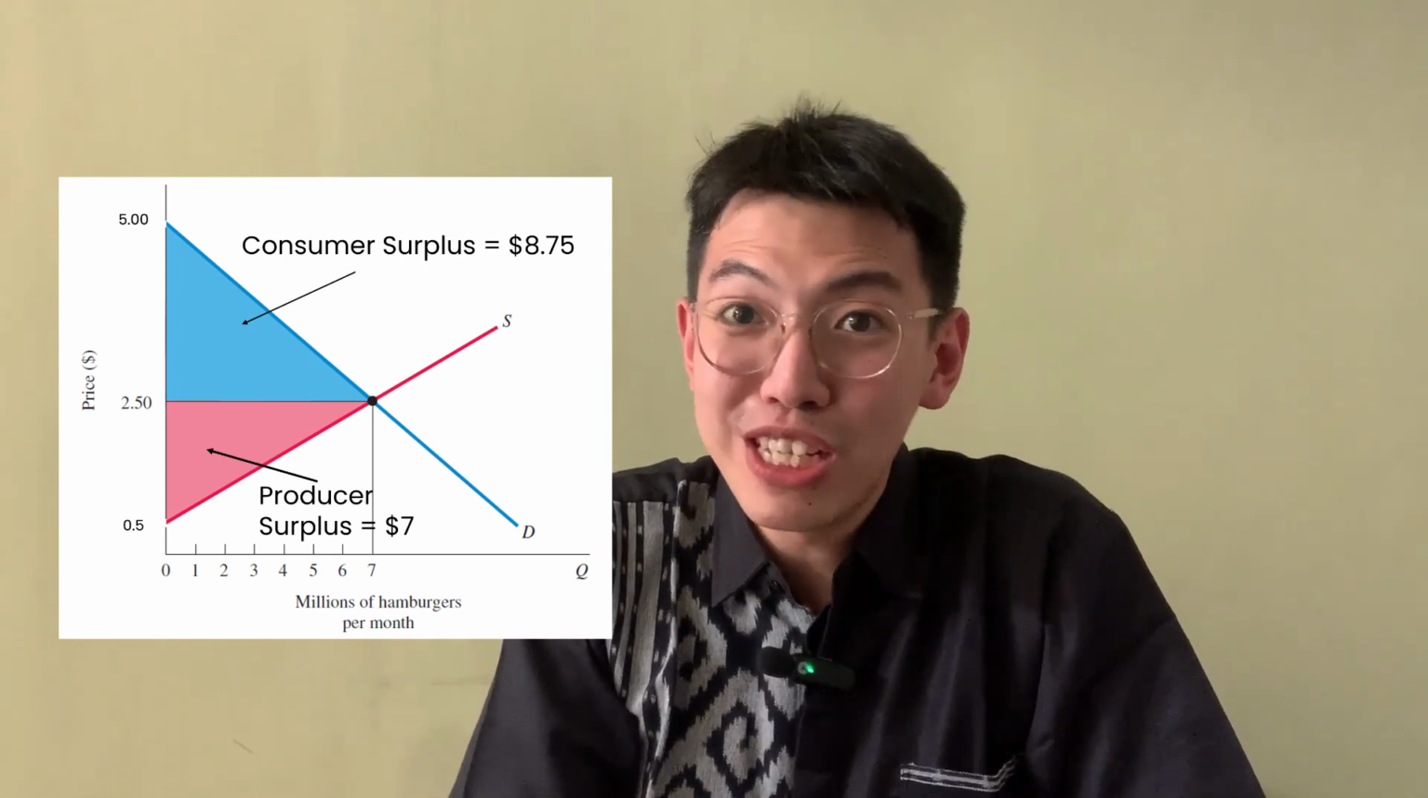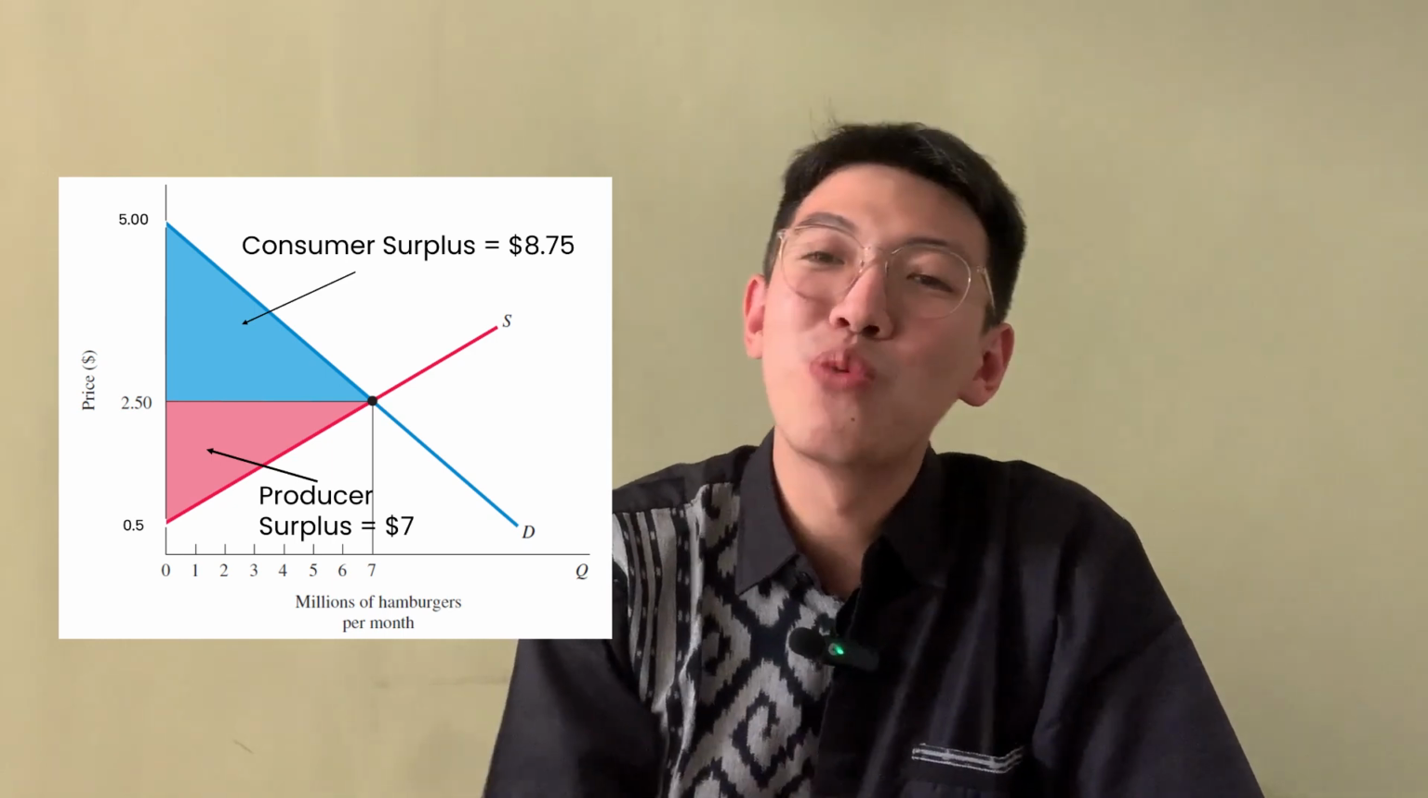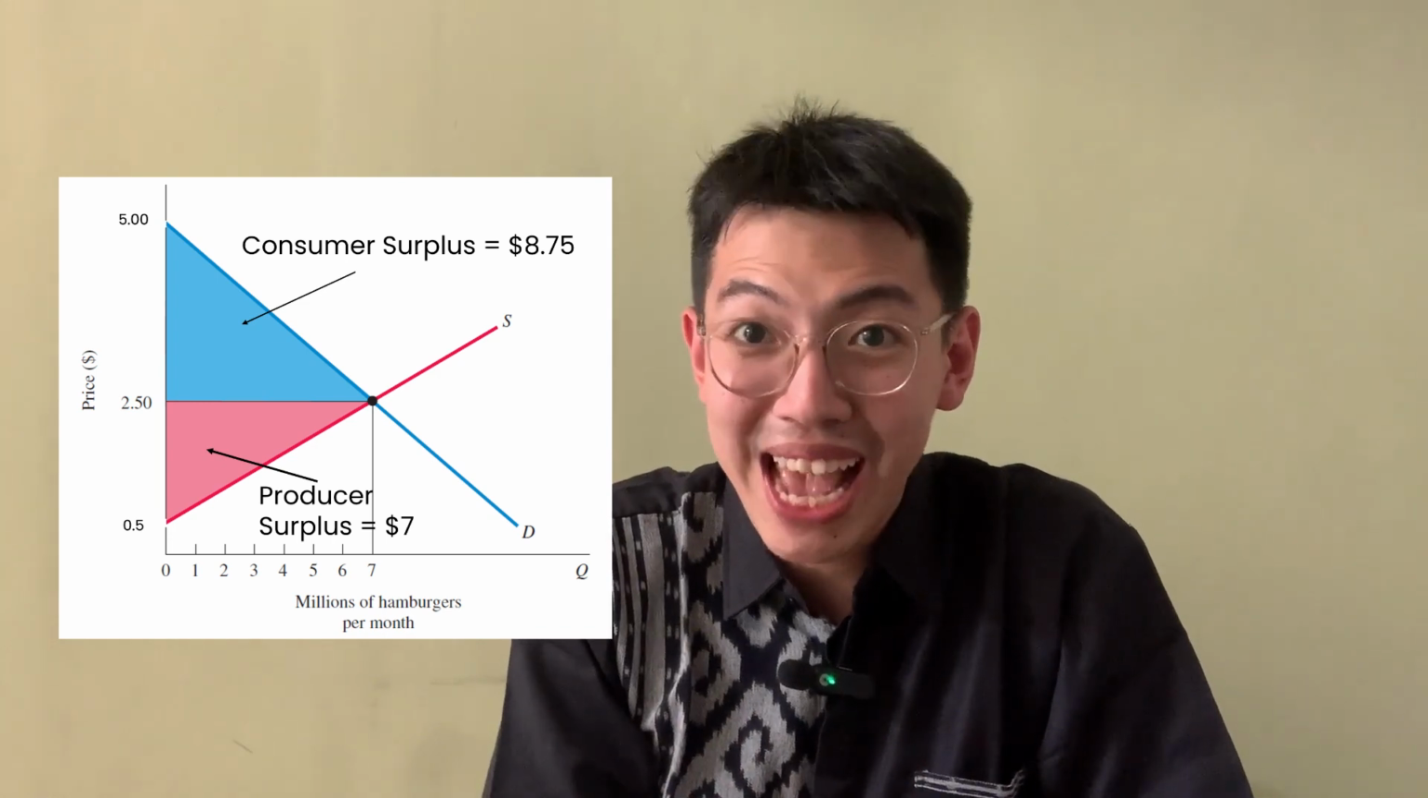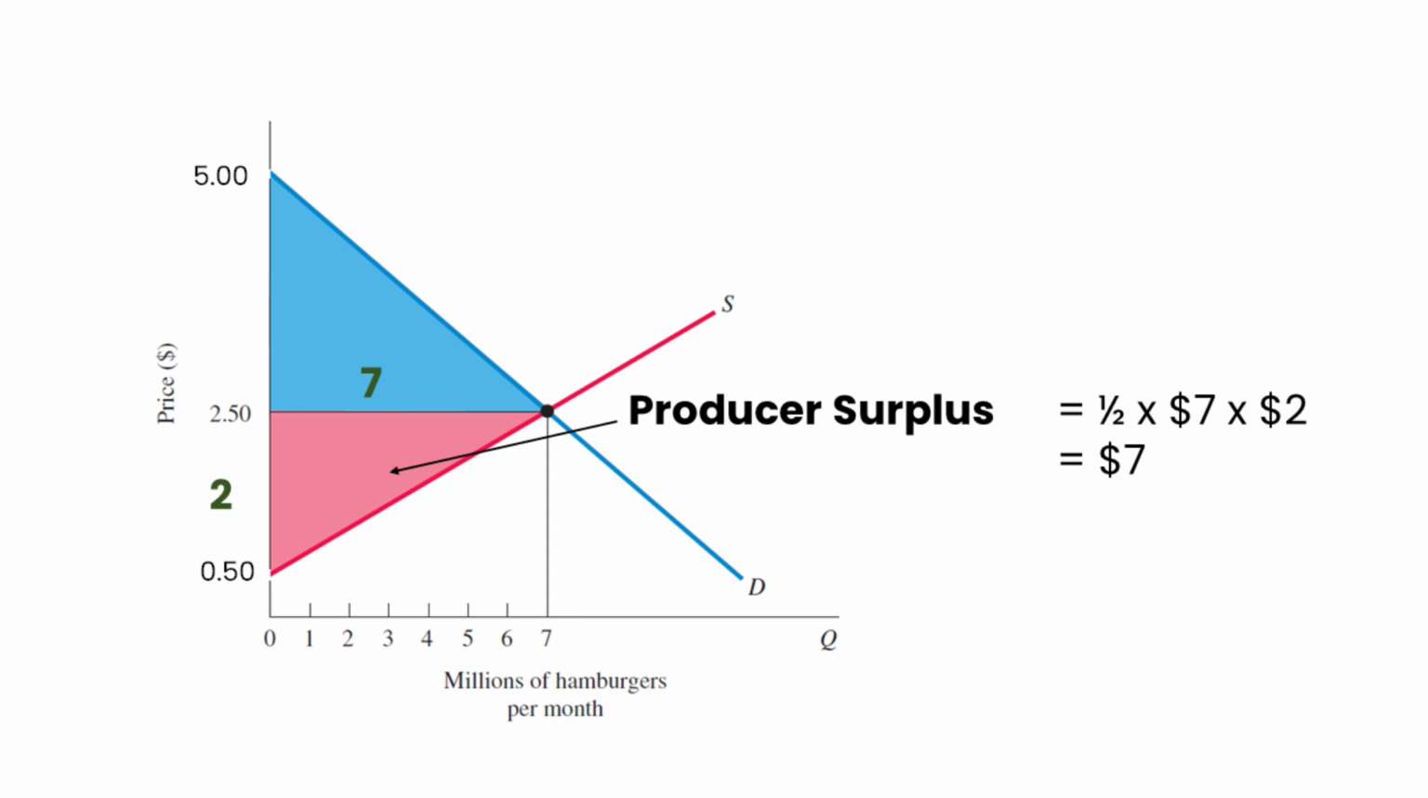To calculate the producer surplus, same as the consumer surplus, we calculate the area of a triangle. It is half times base times height. The base is 7 and the height is 2.5 minus 0.5. It means 2. So the producer surplus will be half times 7 times 2. It equals $7. When the price is in equilibrium, the total producer and consumer surplus is greatest. One more time, in equilibrium, the total producer and consumer surplus is the greatest.